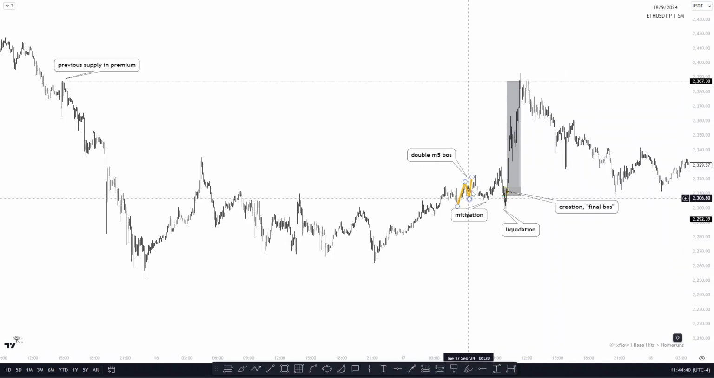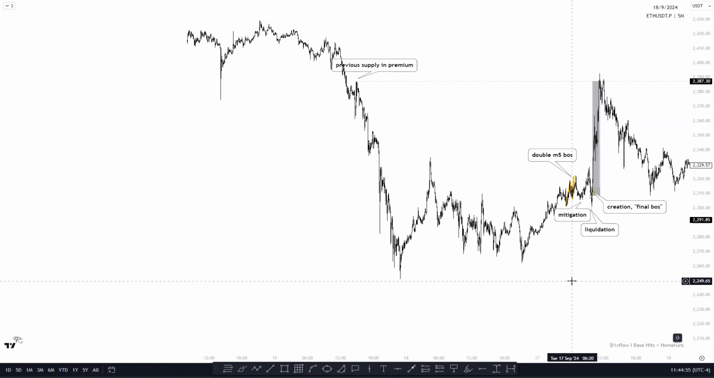Now, this was our double break of structure. Institutional candle was created on this push to the downside here. We had our first mitigation, push away. We had our liquidation following that, and then the creation. I'll show you on the 1 minute where that break of structure occurred here in just a second, but let's understand our overall outlook here.